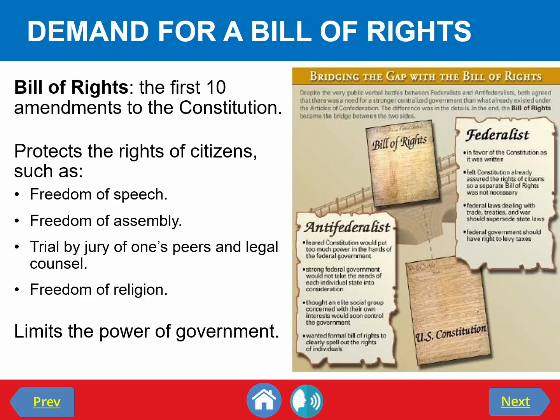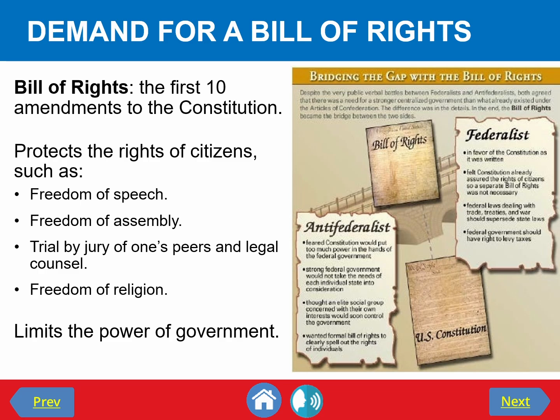Despite the very public and verbal battles between Federalists and Anti-Federalists, both agreed that there was a need for a stronger centralized government than what already existed under the Articles of Confederation. The difference was in the details. In the end, the Bill of Rights, the first 10 amendments to the Constitution, would become the bridge between the two sides. Federalists were in favor of the Constitution as it was written, and felt that the Constitution already assured the rights of citizens, so a separate Bill of Rights was not necessary in their mind.